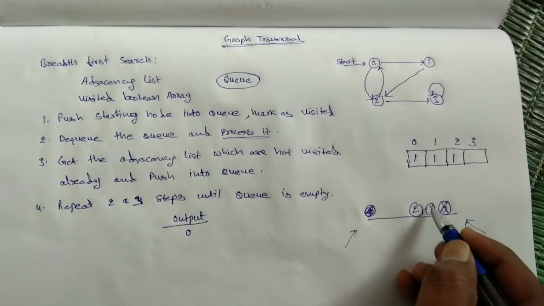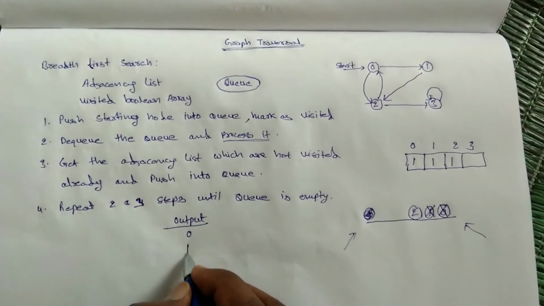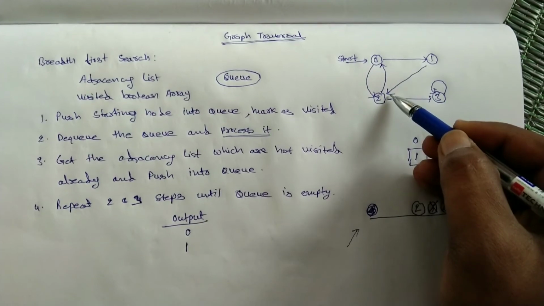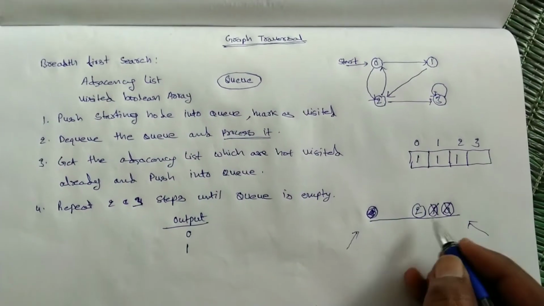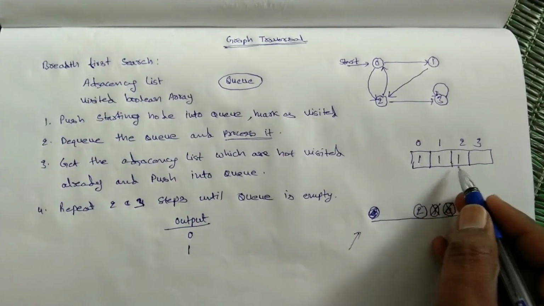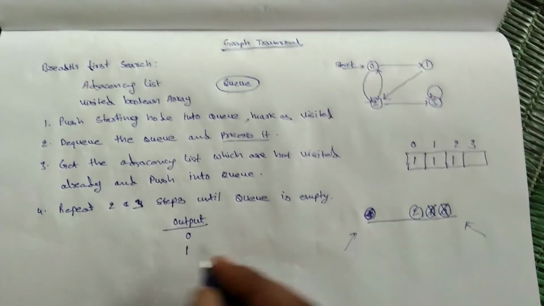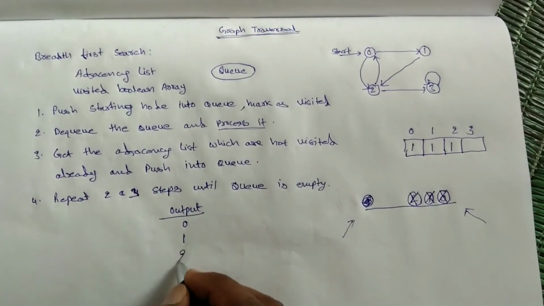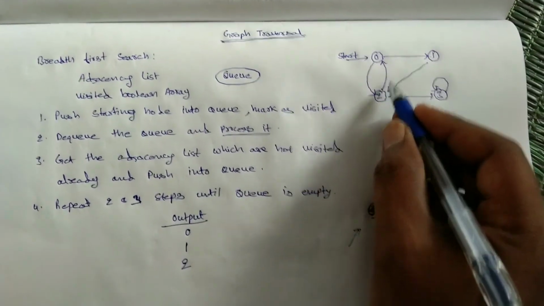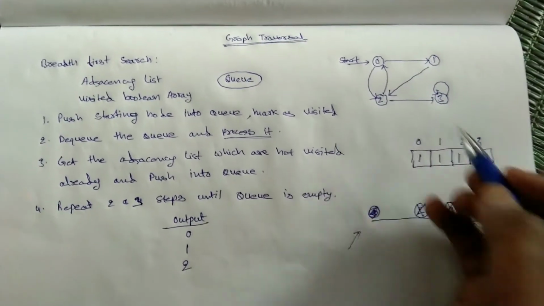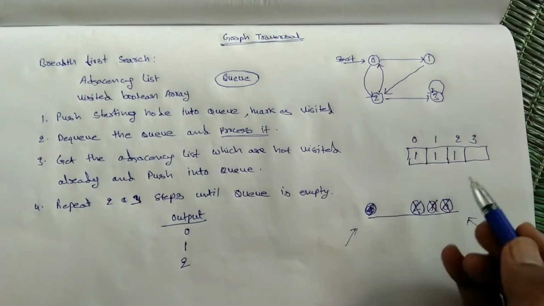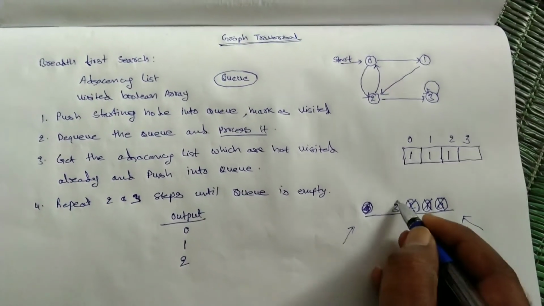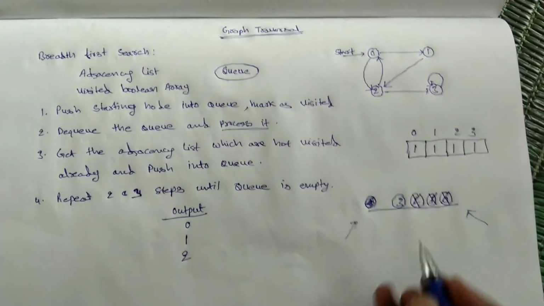So here we will remove 1 and process it, then 1 has 2 as its adjacency list. 2 is already visited, so we won't push anything, and again we will dequeue, we will remove 2, process it, and find its adjacency list, that is 0 and 3. Here if you observe, 0 is already visited, so we won't push it into the queue, and 3 we will push into the queue and mark as visited.